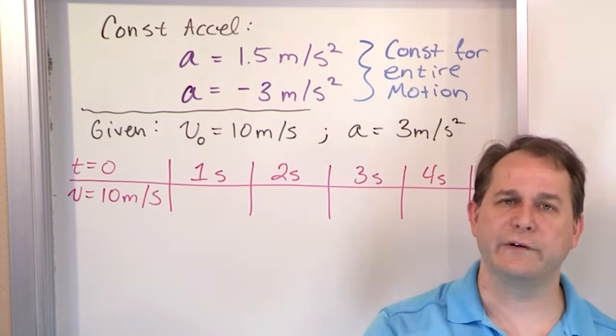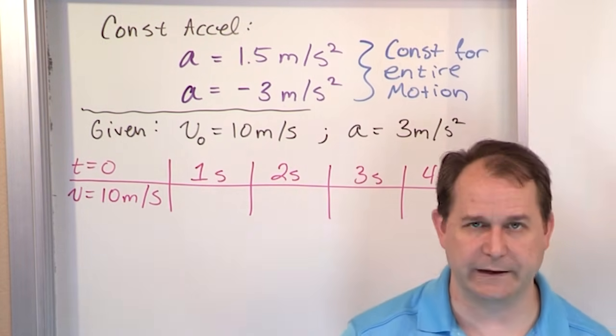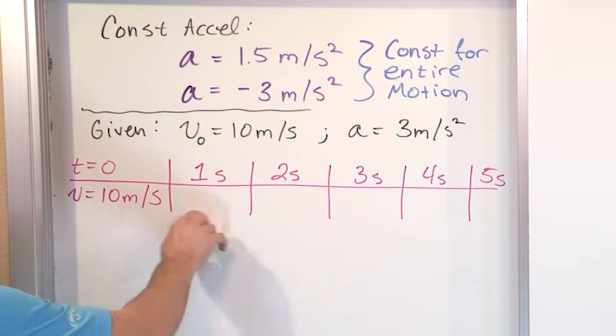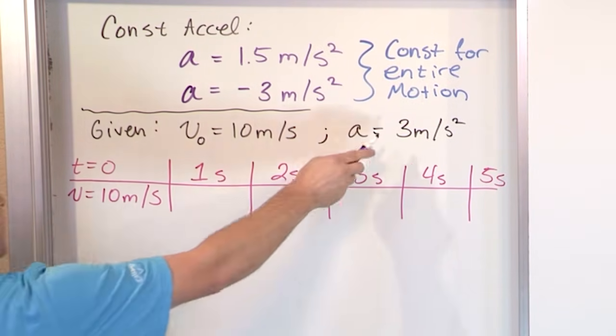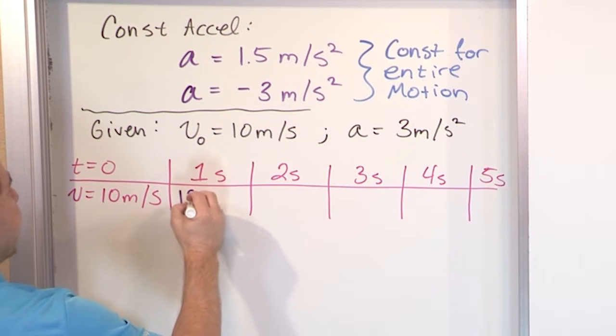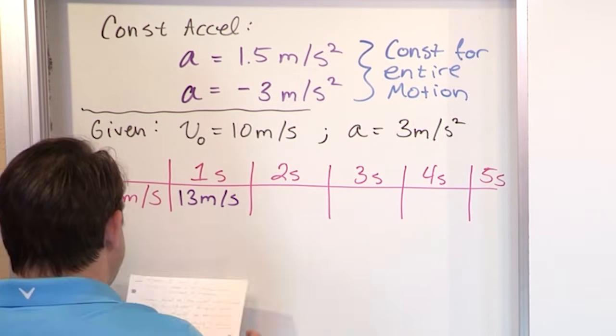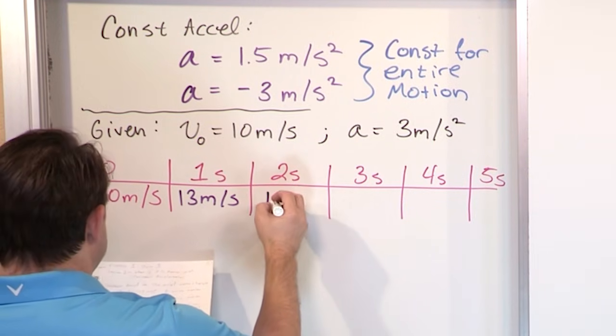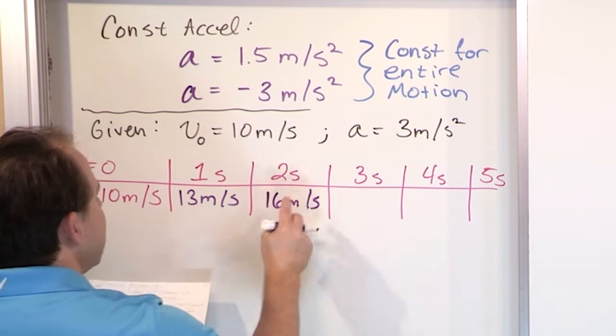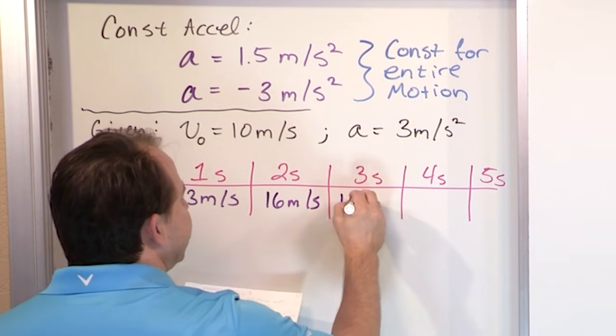So the velocity is increasing by 3 meters per second every second. That means when I get to 1 second, I add 3 meters per second to this, because that's my acceleration. So I'm now going 13 meters per second. Then I go another second into the future, I add another 3 meters. So now I'm going 16 meters per second. I go another second, I add again, 19 meters per second.